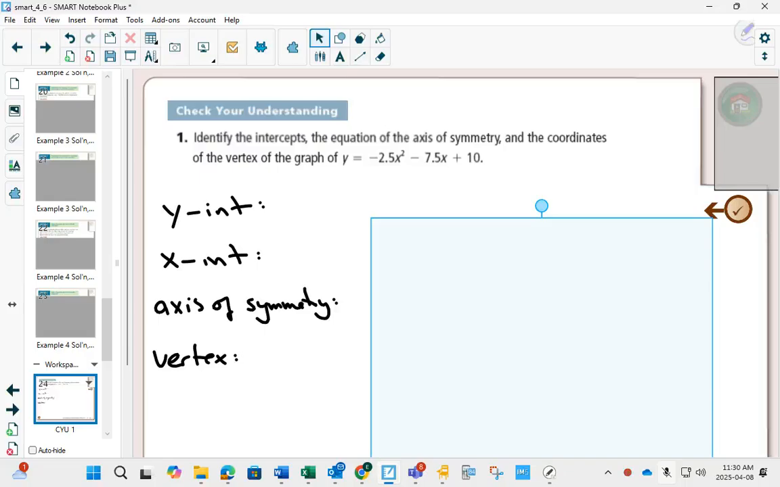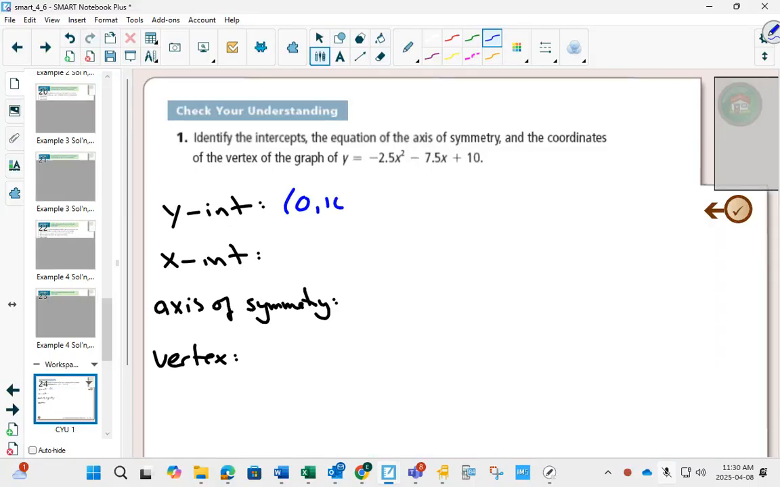If I want to find my y-intercept, I just plug in 0 for x. You see that you get 0 plus 0 plus 10. 0, 10 is the easiest.